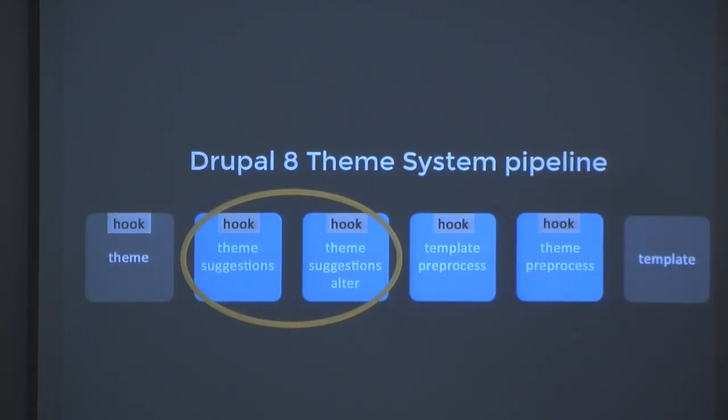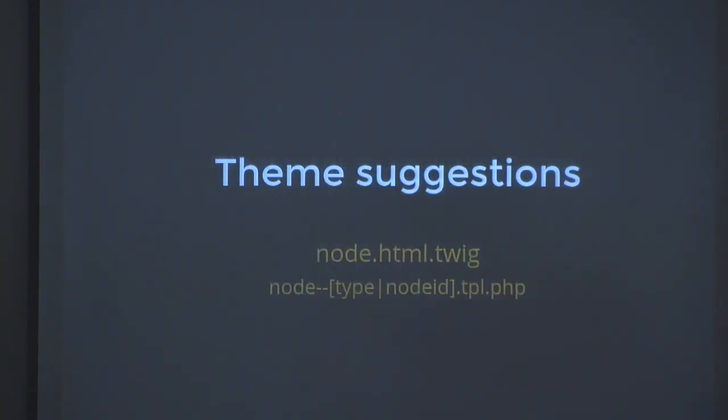The next step, after the render array has been returned, is that in the theme system we gather together the theme suggestions. There are two levels of creating theme suggestions. There is hook_theme_suggestions, and there is an alter function, hook_theme_suggestions_alter, for altering the already existing theme suggestions that have been added by hook_theme_suggestions.